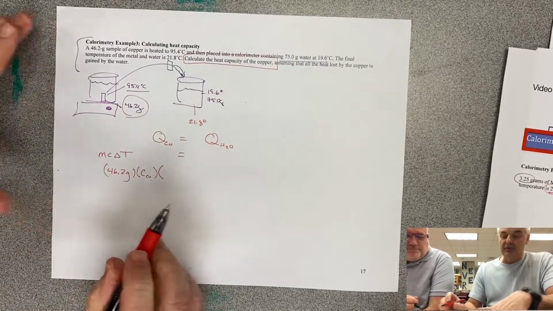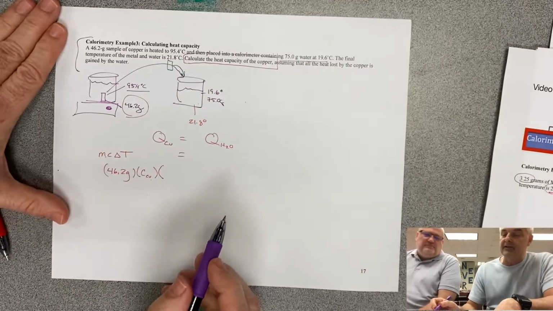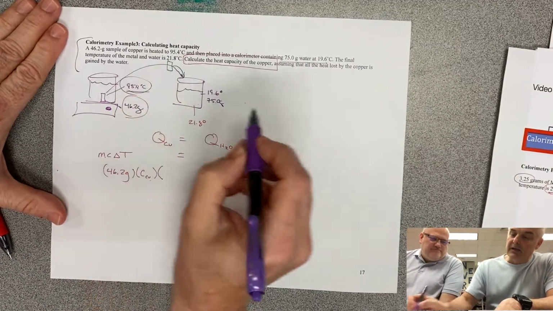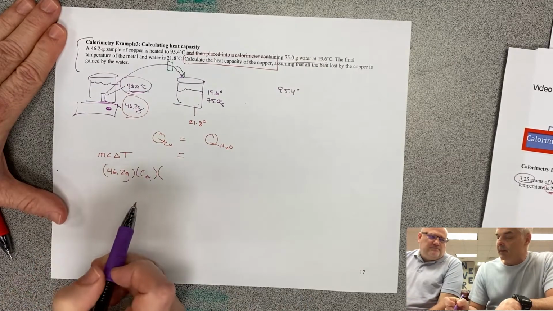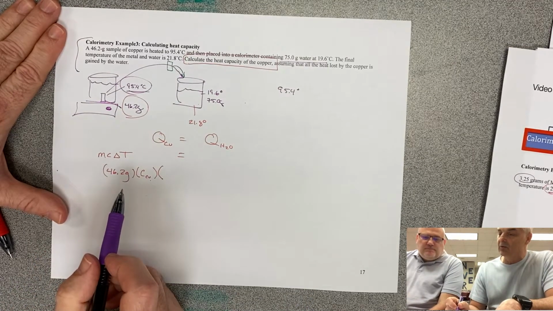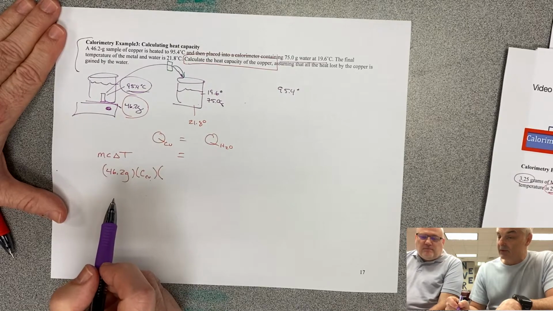Times the change in temperature of the copper. Now, this can get a little tricky. I find students struggle with this because of the sign. Because it's 95.4 degrees initially. What temperature does the copper go to? What is its final temperature?